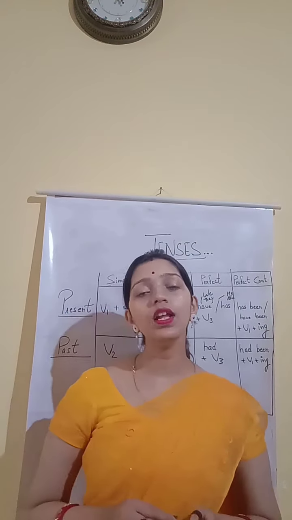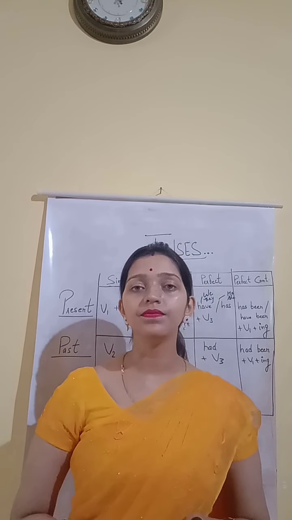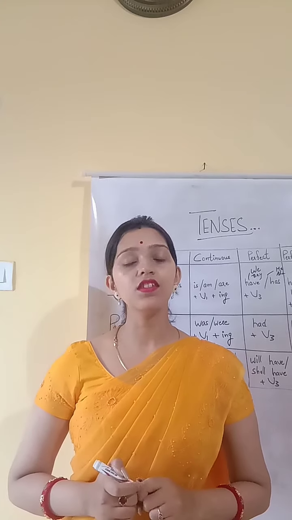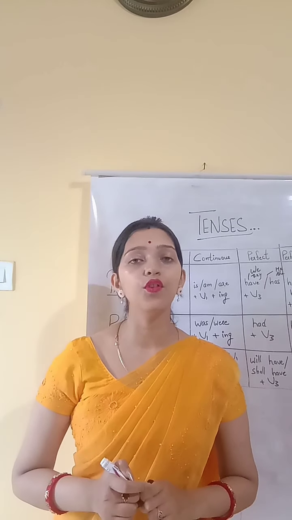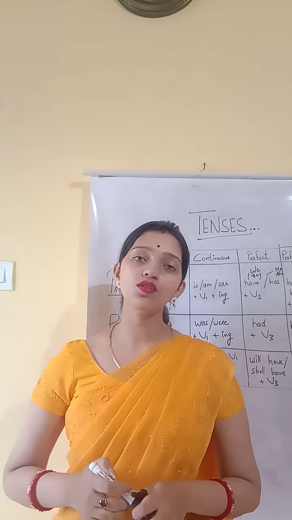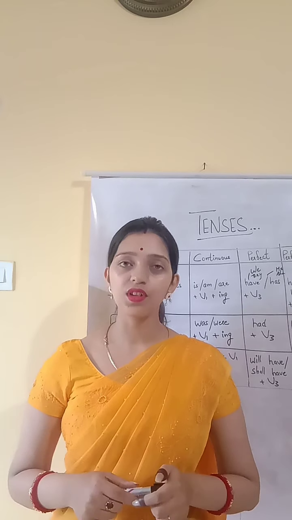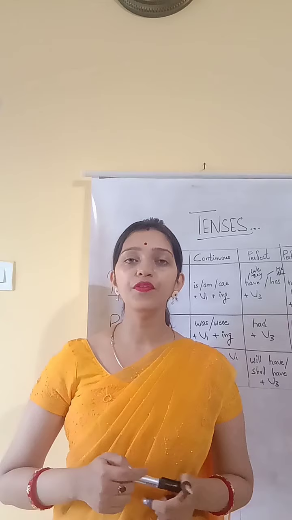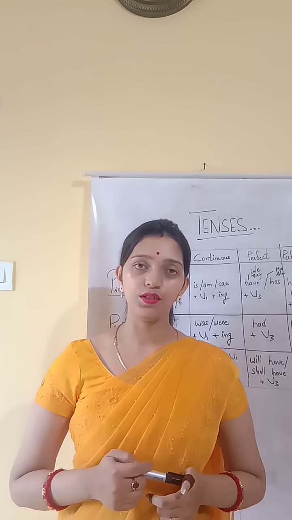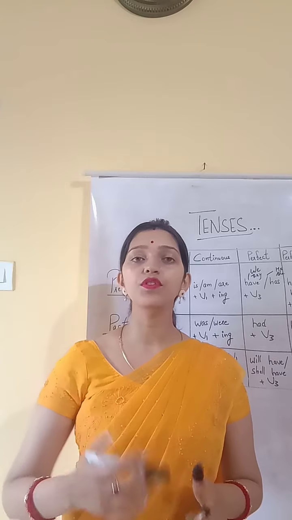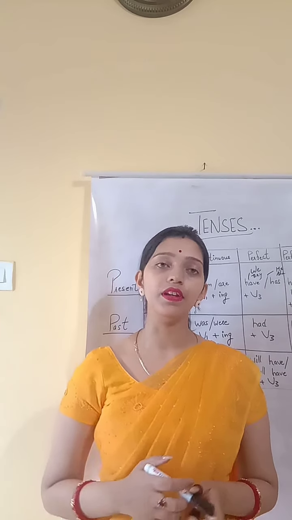So this was all about past tense. Now let us start with the future tense. As in the past tense and present tense we had 4 forms, so in the future tense also we have 4 forms. The 4 forms are simple future, future continuous, future perfect and future perfect continuous. So coming first is the future simple, simple future, or you can say future indefinite.